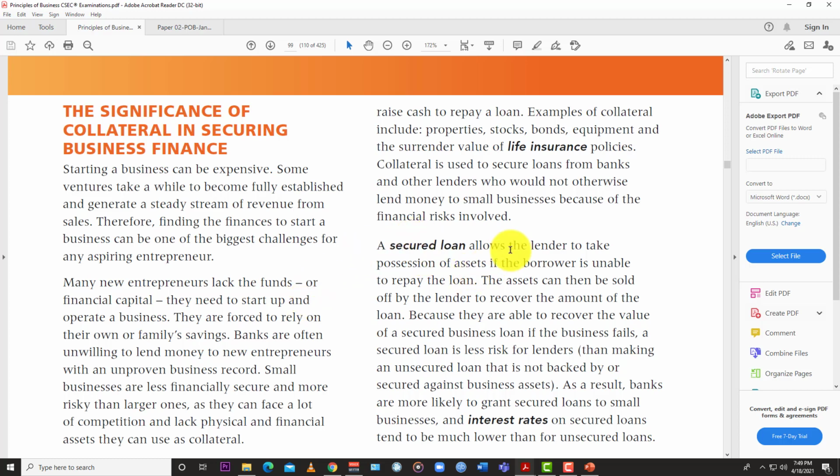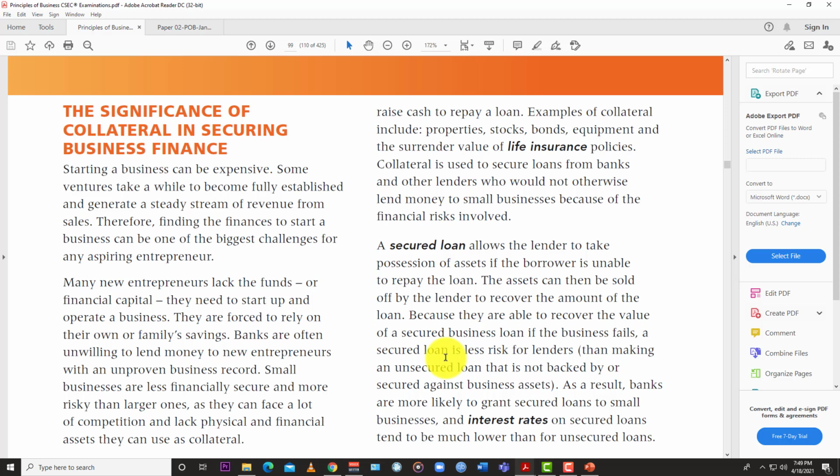So a secure loan allows the lender to take possession of assets if the borrower is unable to repay them. The assets can then be sold off by the lender to recover the amount of the loan. And so because they are able to recover the value of a secured business loan if the business fails, a secure loan is less risky for the lender. So that's the benefit to the lender.